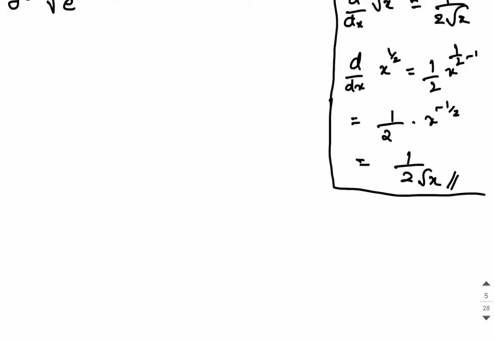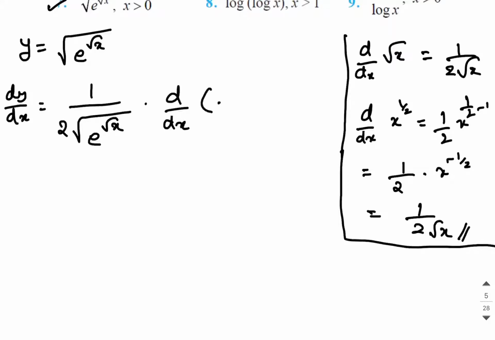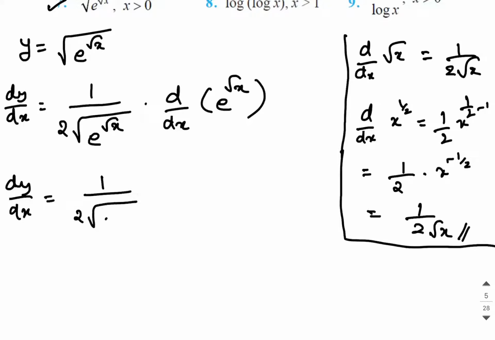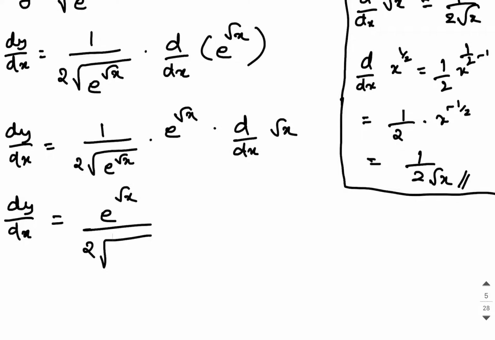So applying the same logic here, dy by dx will be equal to, for anything under a square root, 1 by 2 root of the value inside the square root into d by dx of the value inside the square root, that is e power root x. So dy by dx will be equal to 1 by 2 root of e power of root x into the derivative of e power root x, which is e power root x into the derivative of root x. So dy by dx will be equal to e power root x divided by 2 into square root of e power of root x, into the derivative of root x, which is 1 by 2 root x.